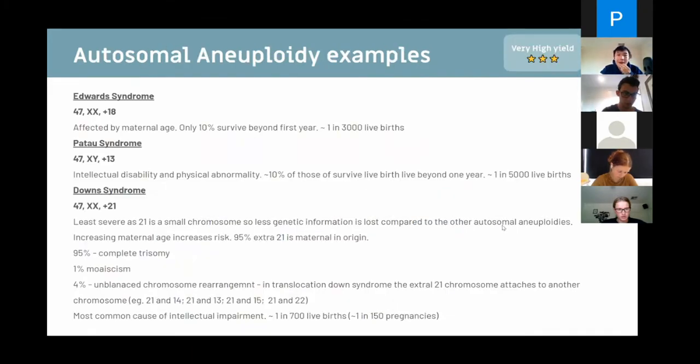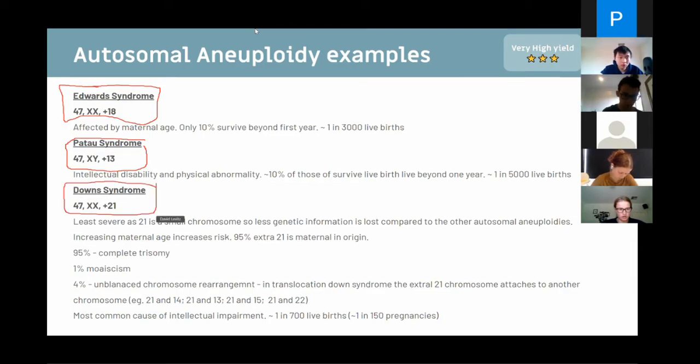Important syndromes to know. Edwards syndrome is an additional 18 chromosome. This is highly examinable, will be on your exam. Patau syndrome is an additional 13 chromosome. Down syndrome is an additional 21 chromosome. Exams probably not going to be more than that.